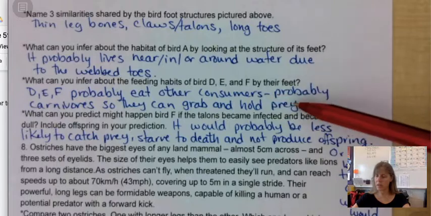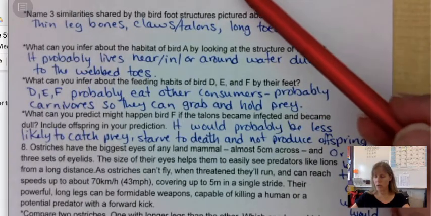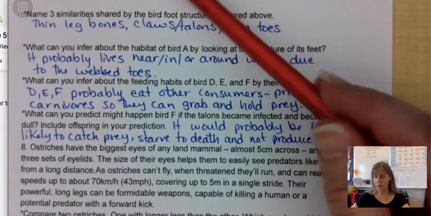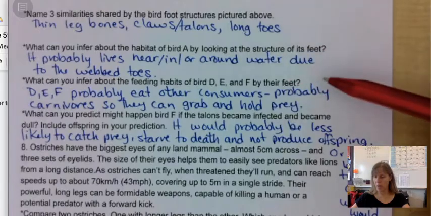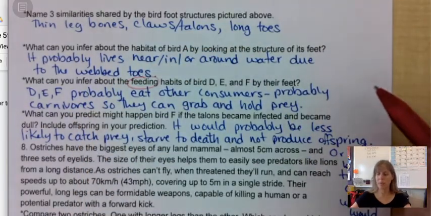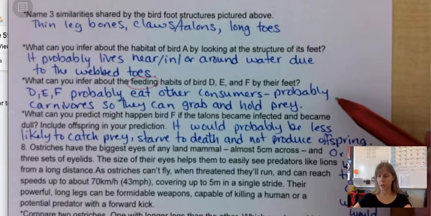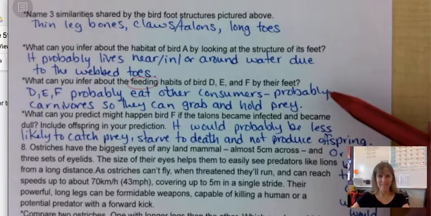You know, another possibility might be that they are climbers and they need those extra long claws to get up a tree. But I really specifically asked about feeding habits, right? So they probably eat things that are living and tricky to get to and that they need to hold still while they're chowing down, right?